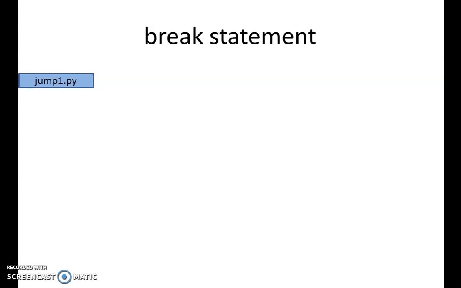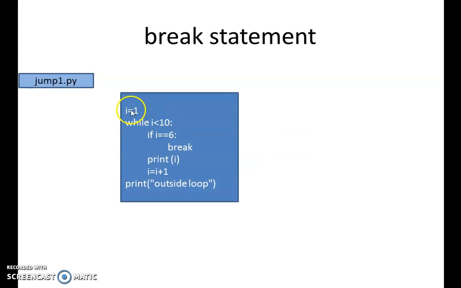So to understand break statement, first create one Python file and write this code. Here we have one variable, value of I is 1, then condition, and we are breaking our loop when value of I is equal to 6. So here we are checking whether value of I is 6. So if the value of I is 6, we are breaking the loop, and this loop will not continue further and it will print outside loop.